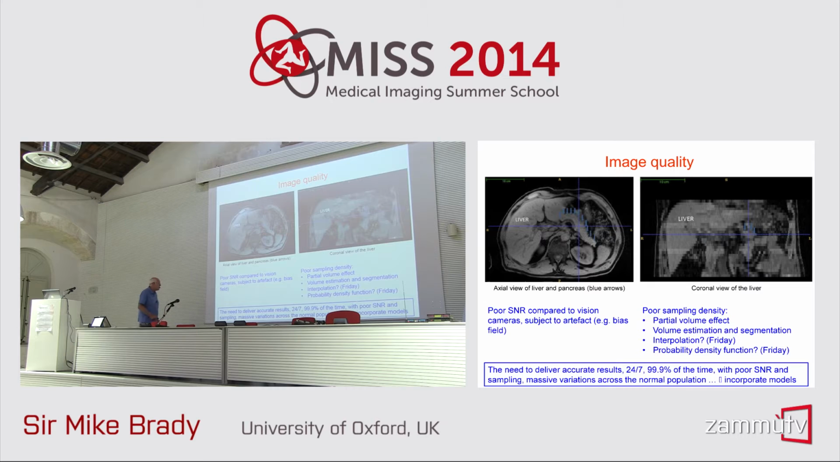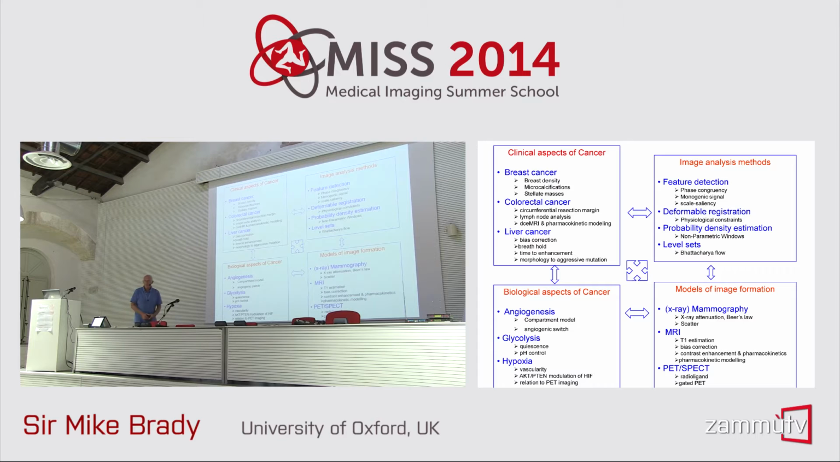The message I want to give you from this first part of the talk is this. We need to deliver accurate results 24/7, 99.9% of the time, not on the four examples that you would show at MICCAI, okay? You want things that work. Otherwise, you're just playing a game, all right? So that has to work despite the sampling, the massive variations across the normal population. How on earth can we deal with getting that level of performance on images which are much harder than you normally get in computer vision? So far as I'm concerned, there's only one way you can do that, and that's the mobilization of models.